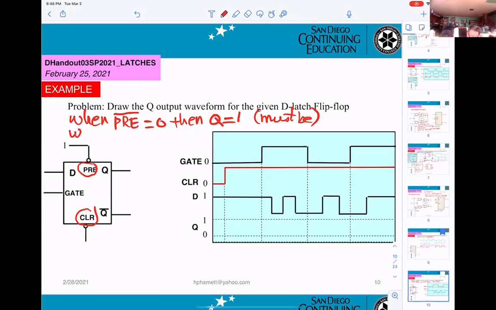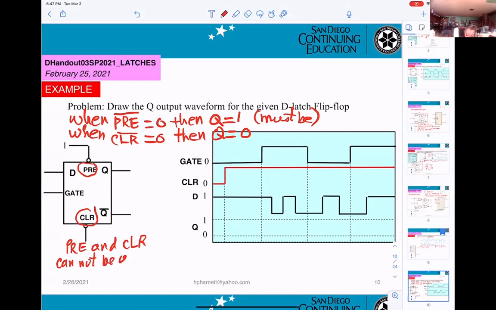Okay? And when CLR, meaning clear, equal 0, then Q must be 0. And also they're telling you PRE and CLR cannot be 0 at the same time. Never happened.